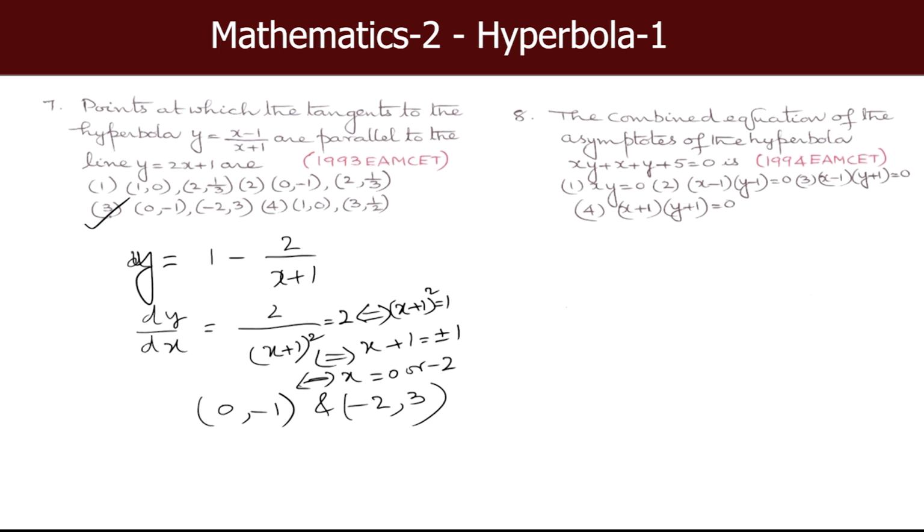As I told you earlier, the combined equation of the hyperbola differs from the combined equation of the asymptotes only by a constant. So, xy plus x plus y plus k equal to 0, because in the place of 5 I put k. Because this is a pair of straight lines whose combined equation is this, you must be able to split this left hand member as the product of two linear factors in x and y.